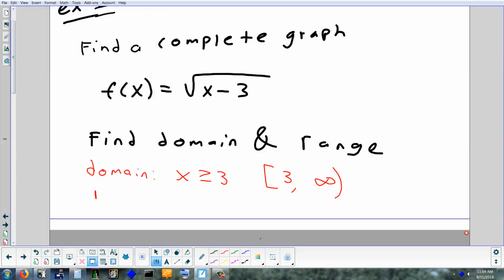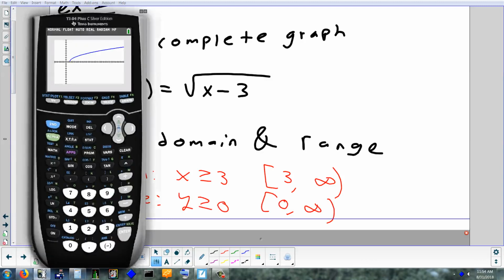So the range is all numbers from 0, including 0, because it will hit 0 right on the axis, and it goes up to infinity. So domain, how far left and right does your graph go? Range, how far up and down? This particular graph never goes negative. It only goes in the positives.